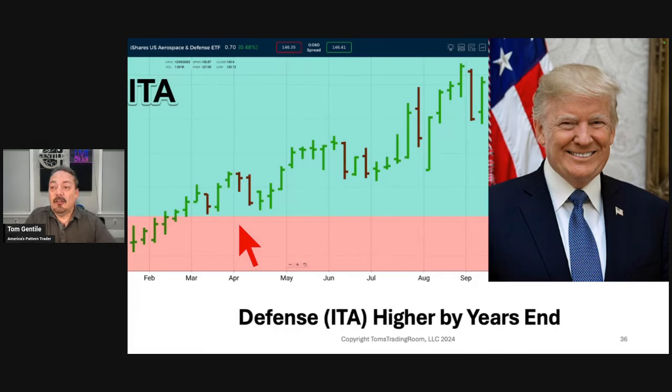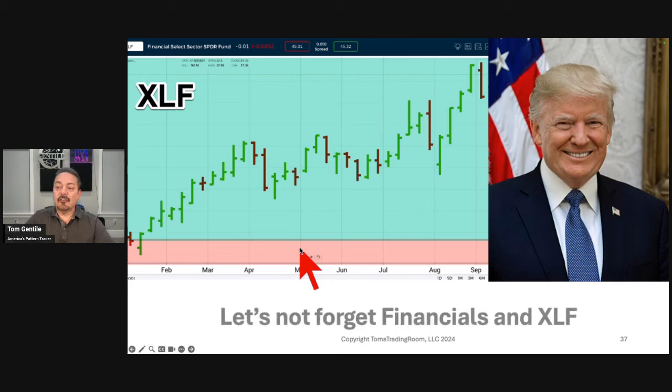This is the Aerospace and Defense ETF, ITA. Now, it is closer to its yearly highs for 2024, and we expect to see ITA make a big run up before year's end. And then finally, XLF. Let's not forget the financials. It worked in past administrations where Republicans took the White House. It's a 100%er over the last 6 election cycles, and I believe this one will outperform with a Trump win.